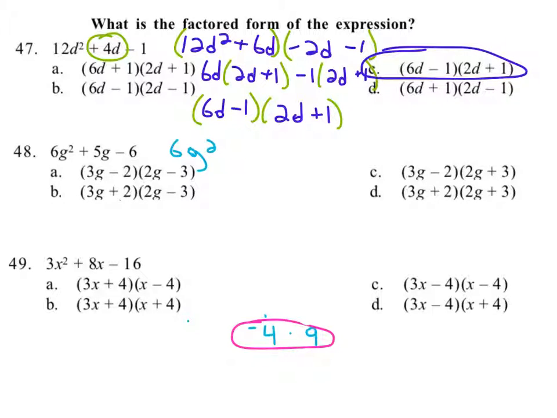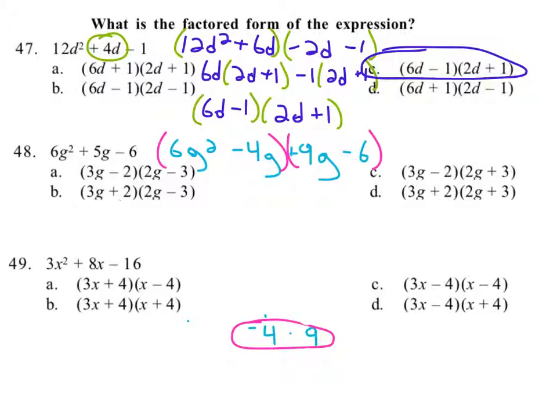And remember, what two numbers did we get for 36? We got negative 4 and 9. So we're going to write negative 4g and positive 9g, then negative 6. Now what do we do? Now this is where we group them and see what we can divide out.